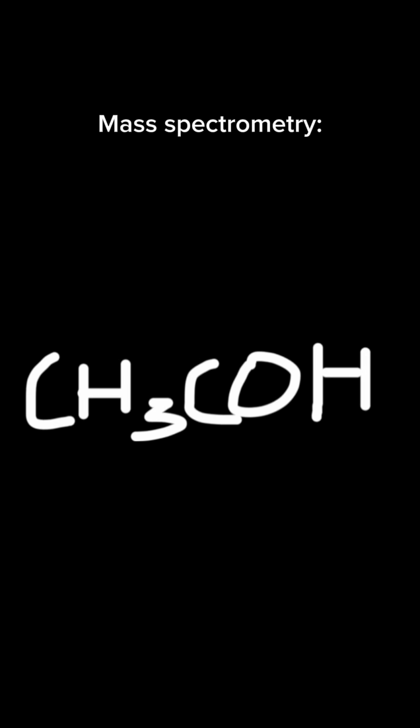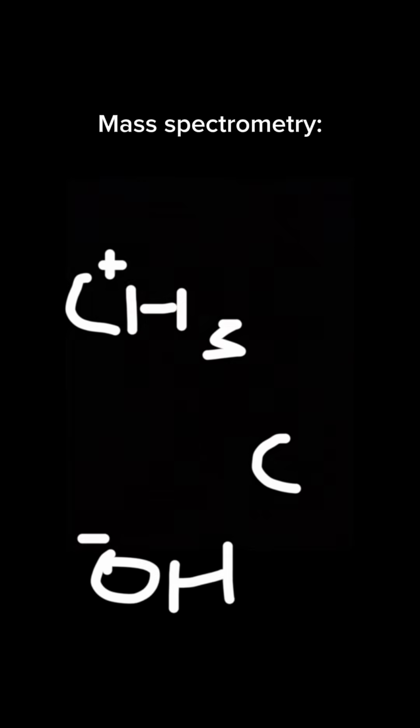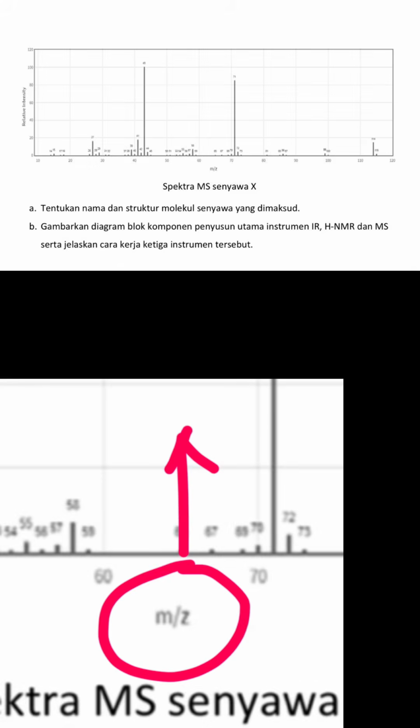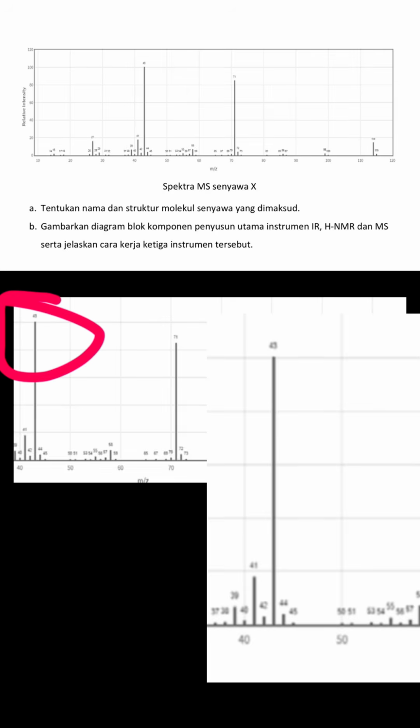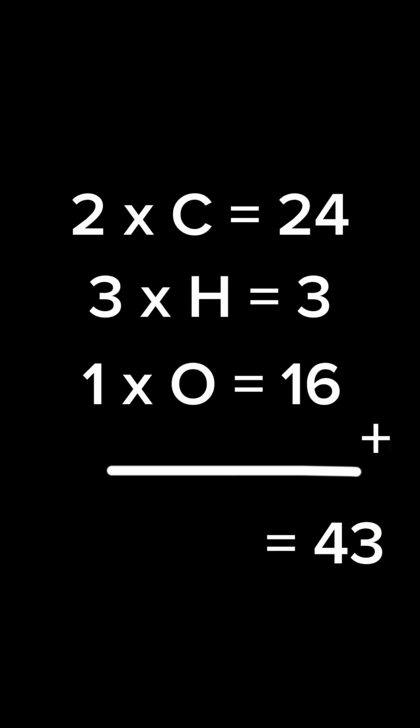But which one? That's where mass spectrometry comes in. Mass spectrometry basically smashes molecules into smaller pieces called fragments. So the m/z value is usually just the fragment's molecular mass. Our biggest peak, the base peak, is at 43. Since we already know our molecule contains a carbonyl group, let's see what fragment weighs 43. Turns out, it's actually the acetyl cation.